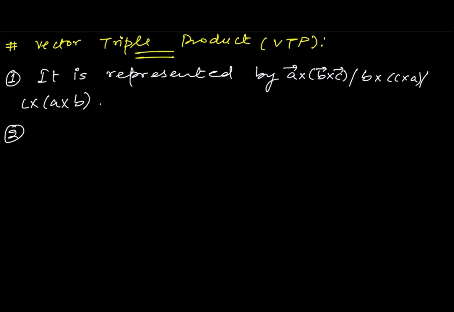So this is a vector product because B cross C is a vector and A is another vector, and between them there is a cross, so the product becomes a vector product. And triple, why it is called triple product, because we are using three vectors. Okay, now point number 2, how we can expand this product, let us understand.